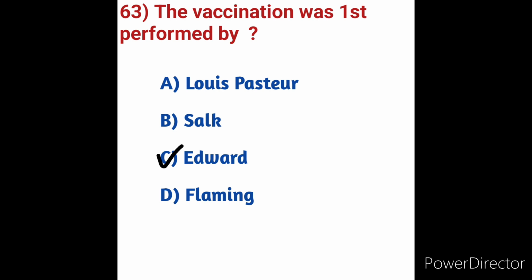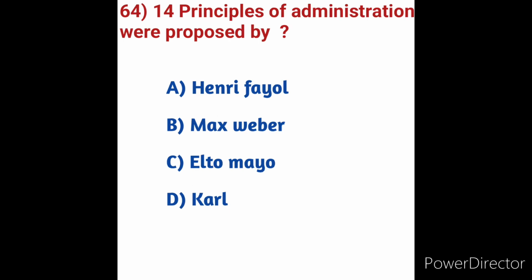So here vaccination was first performed by option C, Edward. Dr. Edward. So here option C is the correct answer. Next we will move on to question number 64. 14 principles of administration were proposed by. We will see here options.